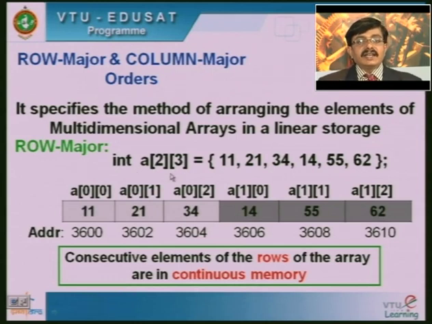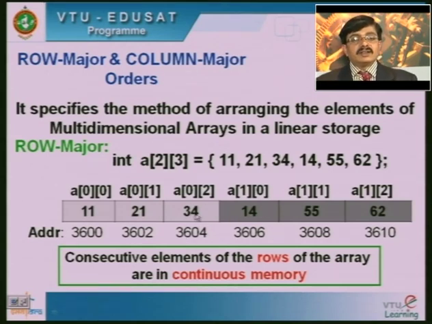Say, for example, int a[2][3]: I have 2 rows and 3 columns, so in each row 3 elements. 11, 21, 34 correspond to the first row elements, 14, 55, 62 correspond to the second row elements. In C language, which supports row major ordering, we store the elements as a[0][0], a[0][1], a[0][2]. All the elements of the 0th row are listed first, immediately followed by the next row, a[1][0], a[1][1], a[1][2]. If there are more rows, then a[2][0], a[2][1], a[2][2] and so on. So the elements are stored row wise.